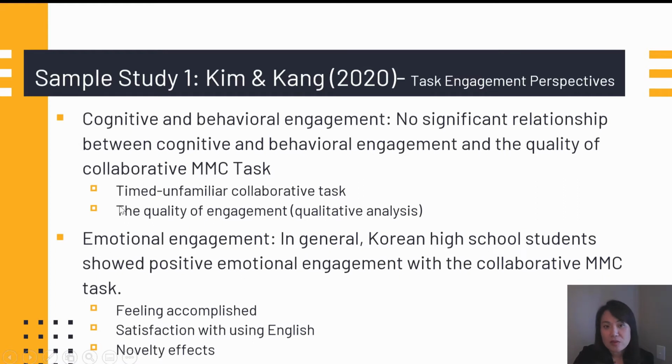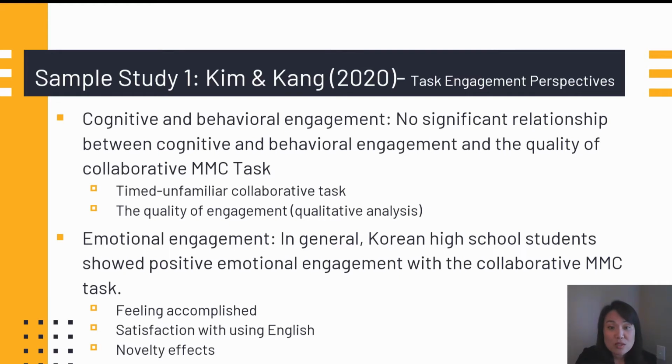But also we have to remember we only looked at the frequency of MMC and the number of turns per MMC episode. So the quality of engagement was not really fully examined in this study. So more sophisticated qualitative analysis is really needed in this line of research.